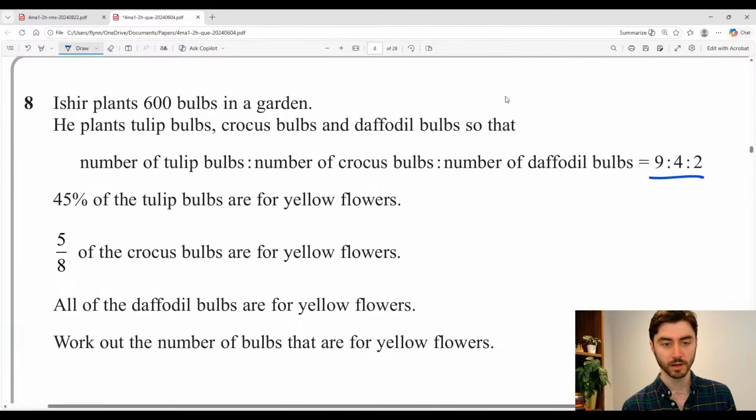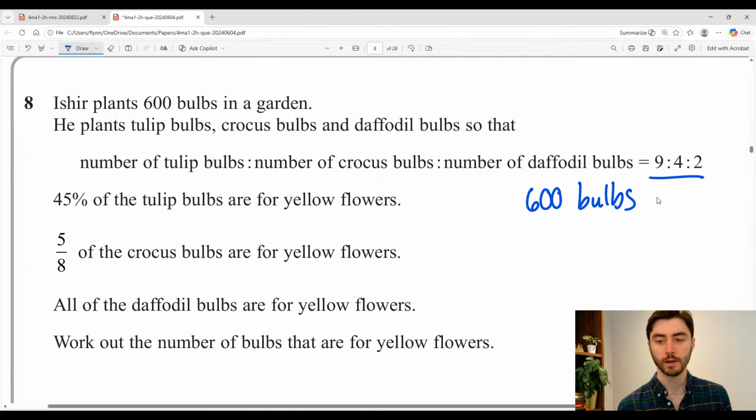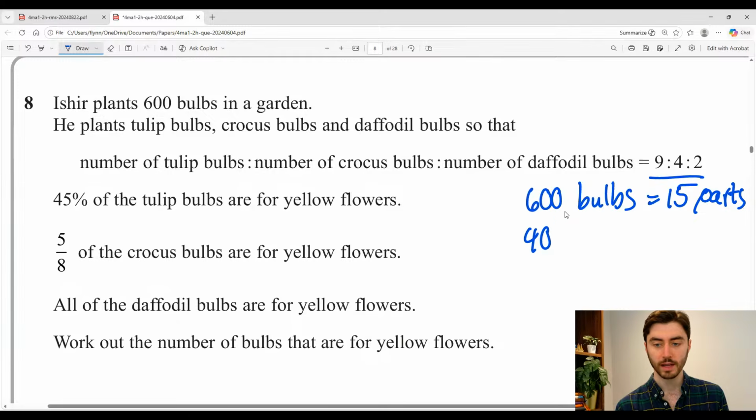So there's 15 parts. And we have 600 bulbs split into those 15 parts. So 600 bulbs is 15 parts. So we divide by 15 and work out that there are 40 bulbs in one part.